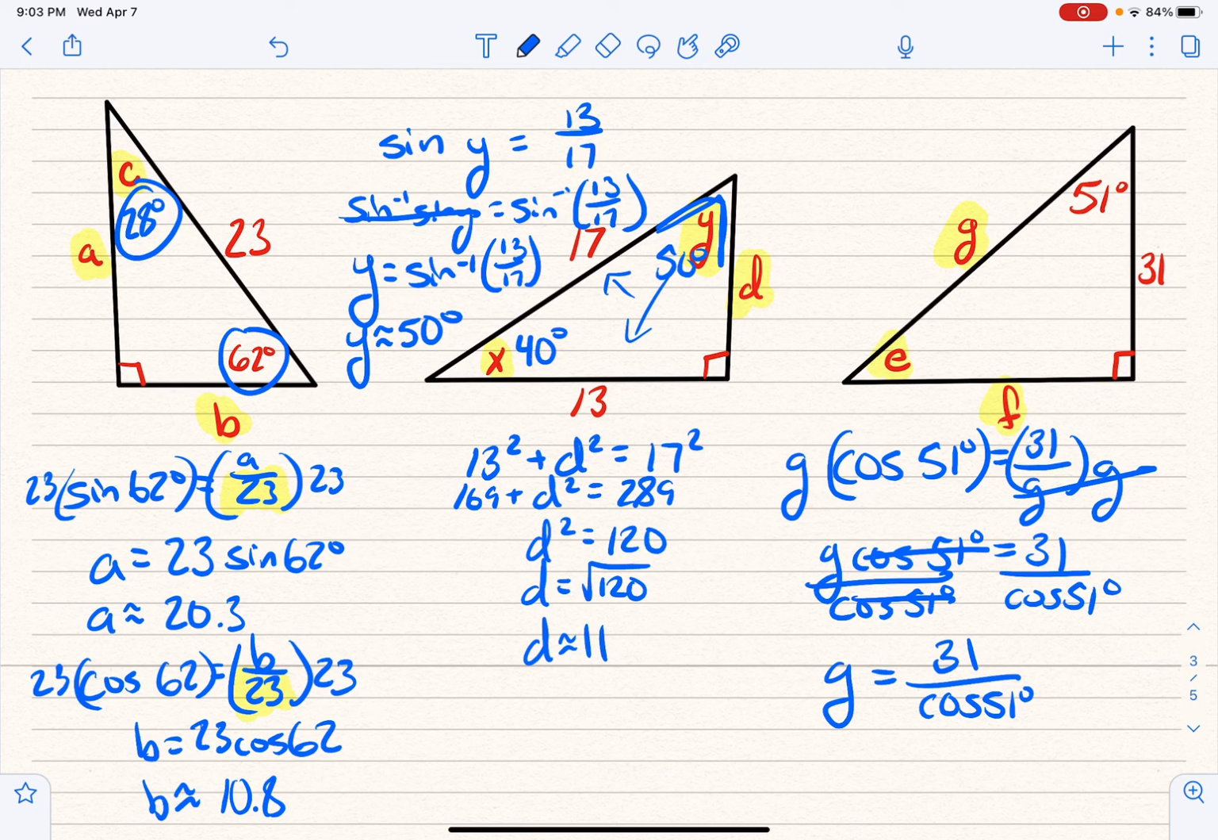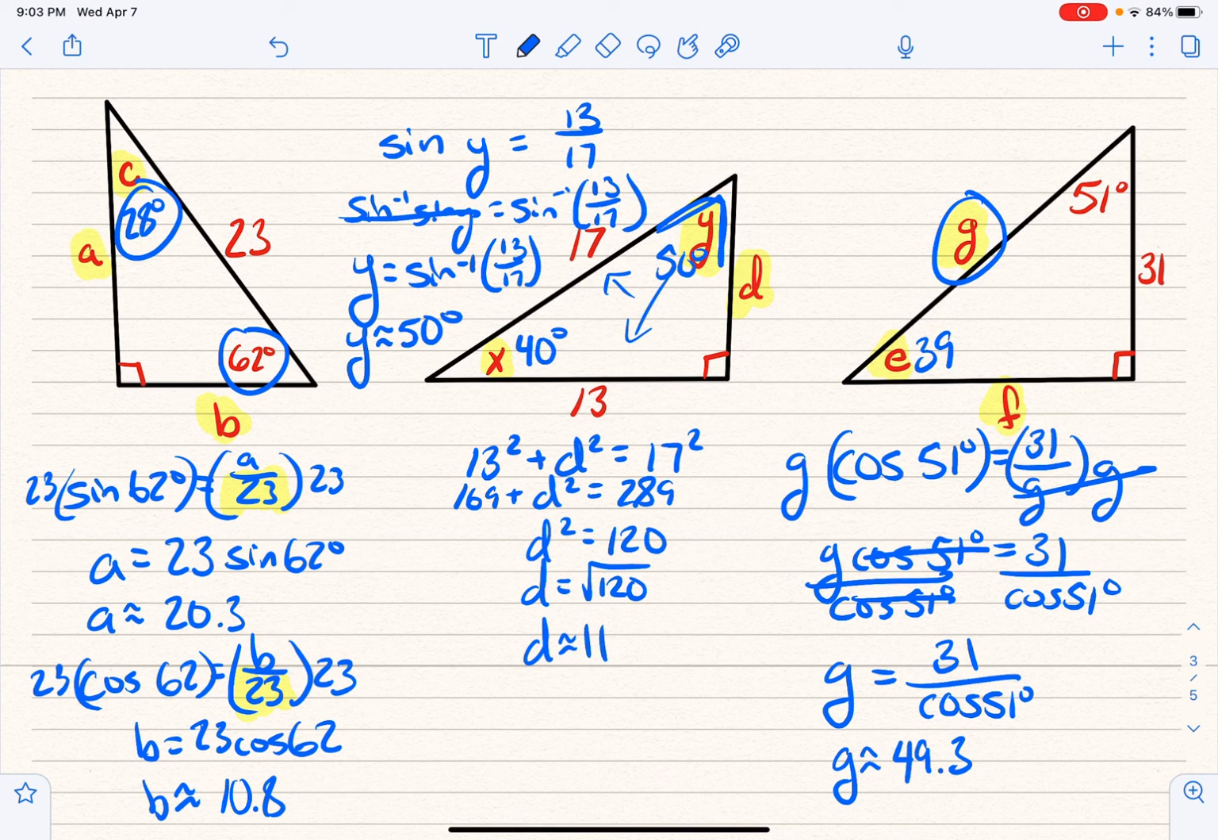Okay? And that I can plug into my calculator. So I say 31 divided by the cosine of 51 degrees. And when I do that, I get about 49.25. So that's going to be about 49.3. So G is about 49.3, okay? So that's what this side is right here. Now, clearly, E has got to be 39, because if this is 51, this has got to be 39. The two of those have to add up to be 90.